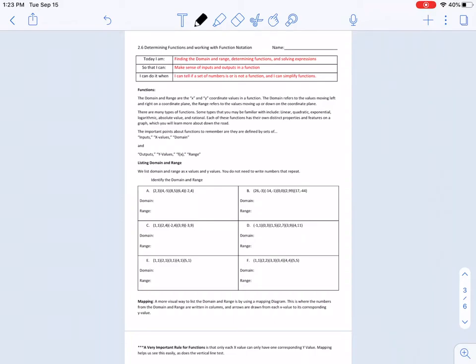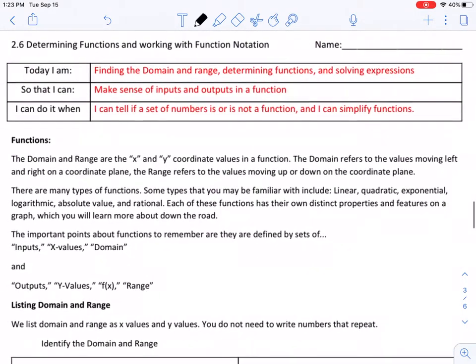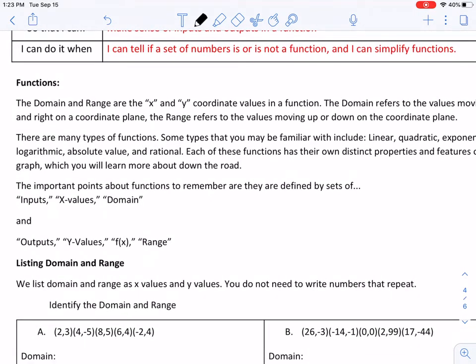All right, we are going to be looking at 2.6, and this will be finding the domain and range of a function, determining functions, and solving expressions. So in terms of functions, the domain and range are the x and y coordinate values in a function.